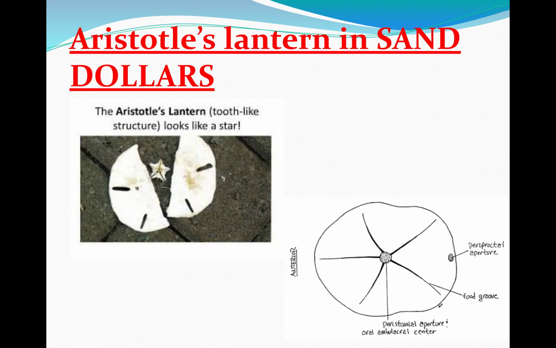If we compare that to a sand dollar's Aristotle's lantern, everything about a sand dollar is flattened. It's kind of like taking a sea urchin and flattening it. I mean, that's not what happened. It's a completely different species. But because of that, can you see their Aristotle's lantern looks like a perfect star? It's really pretty. And this is another animal we're going to dissect.